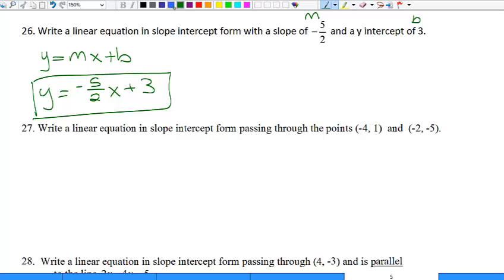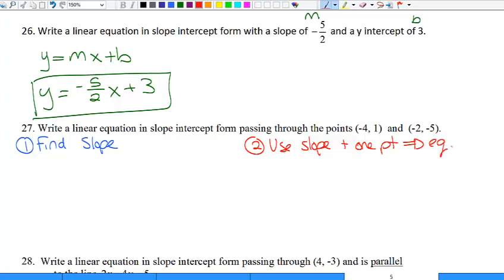The next are going to be a little bit more difficult. The next one says write a linear equation in slope-intercept form passing through these points. Because I am not just given the m and the b, I have more information to get. I have a two-step process here. The first thing I'm going to do is try to find the slope. Now once I get the slope, then step 2, I'm going to use that slope and one of the points, we are given 2, but I only need 1, to get an equation. So that's my game plan, okay?